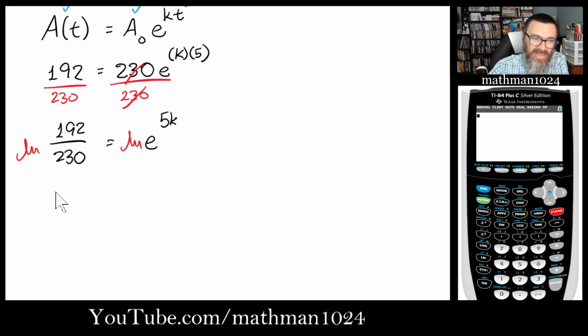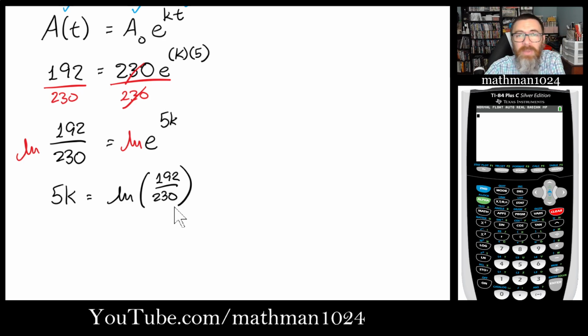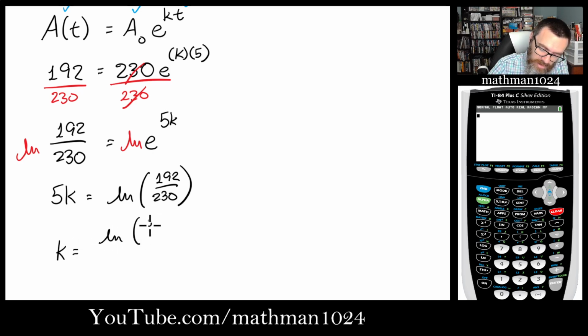And I'm just going to go and write that on the left. So this piece becomes 5k equals the natural log of, yes, I know it simplifies, but I'm not going to spend the time doing it because it's going to go in the calculator anyway. So the k, the exact value, is going to equal the natural log of 192 over 230, all divided by 5.